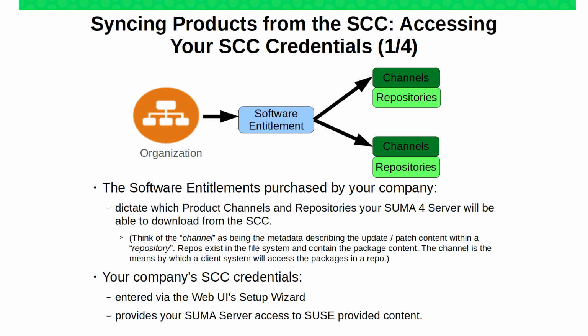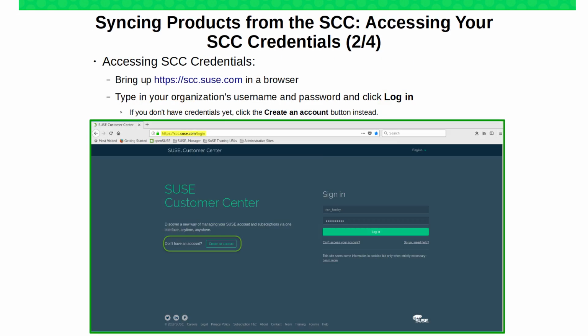The credentials you use to access the information about your organization's entitlements as shown in the SCC are the credentials you provide to your SUMA server via the setup wizard of the web UI. It's these credentials that dictate what content could potentially be synced down to your SUMA server. You can access the SCC using the URL shown on this slide. Once you authenticate using your organization's username and password, you can see what entitlements your organization has, and therefore, what SCC channels and repositories can be accessed by your SUMA server.